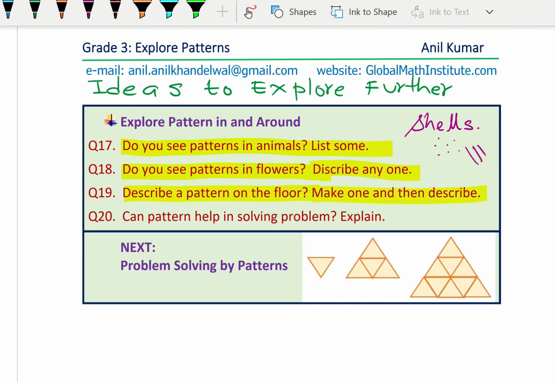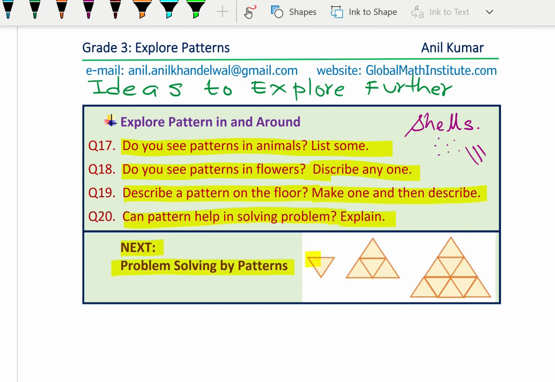And question number 20 is, can pattern help in solving problems? Explain. So patterns can actually help in solving problems also, right? So if we know a pattern of a person, we know exactly where the person is going, for example, right? So patterns can help in problem solving. Here is a problem for you, which we'll discuss in the next video.